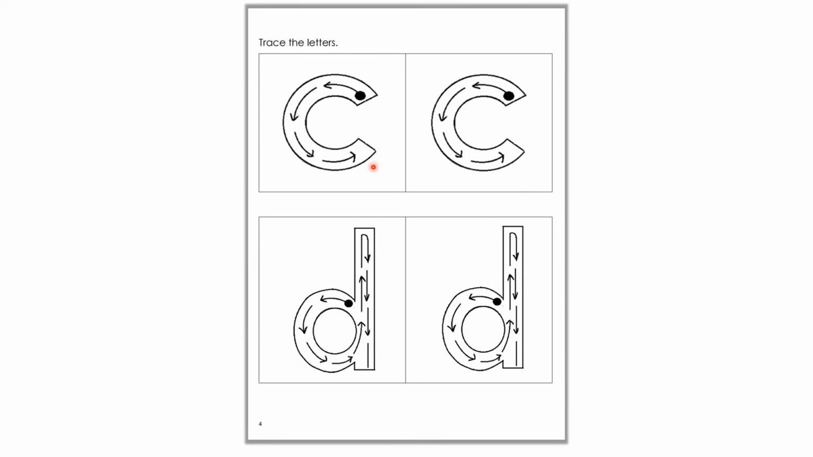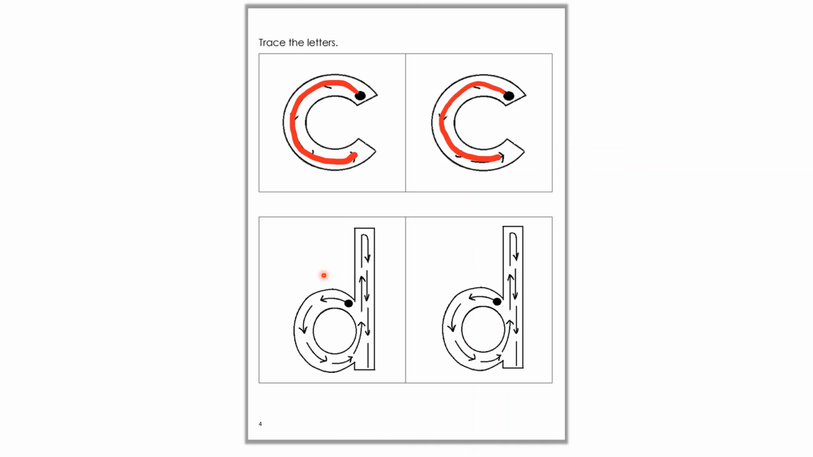Here we are going to learn how to write C and D. We are going to start with this dot here and follow this arrow. Watch. Can you trace the curve on your worksheet now? Let's do it one more time. You done? Great. Let's move on to here.